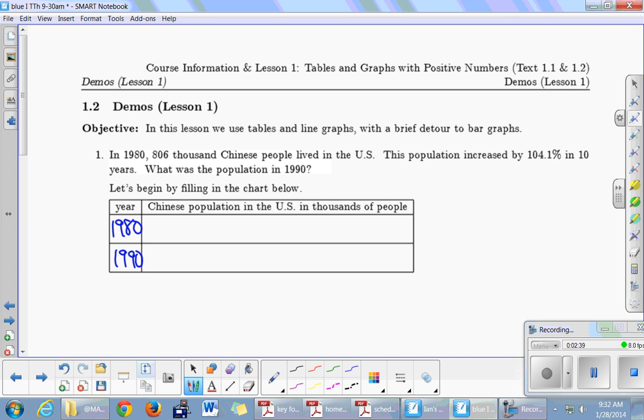806. Excellent. Do we buy that? That phrase right there tells you you don't get to put the number that's in the paragraph. You have to translate it because the table doesn't exactly correspond. This is straight 806, not 806,000. Questions on that? Okay.